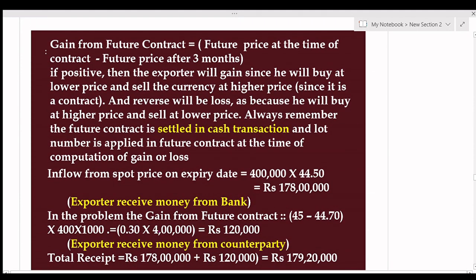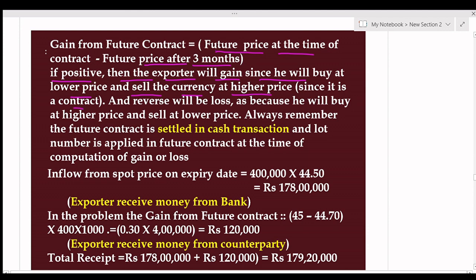Now, gain from future contract is equal to future price at the time of contract, that is spot future price, minus future price after 3 months, that is expiry future price. If it is positive, it is very important. If it is positive, then the exporter will gain since he will buy at lower price and sell the currency at higher price since it is a contract.